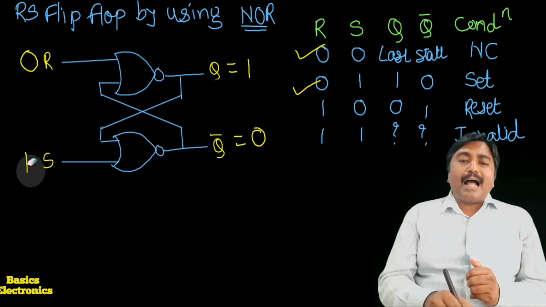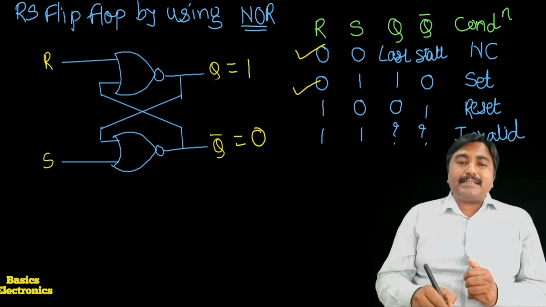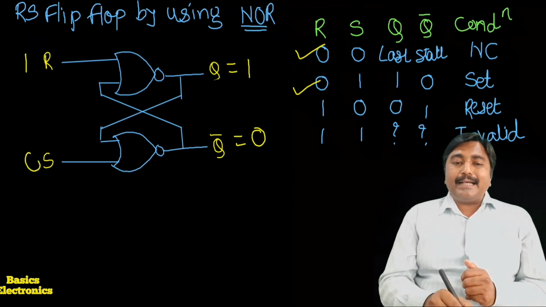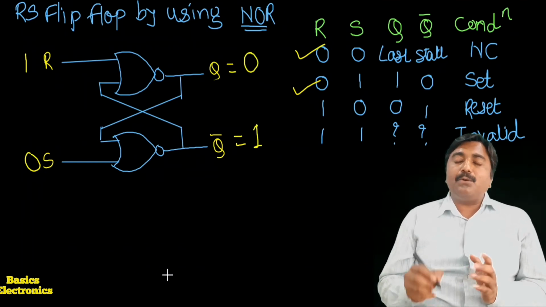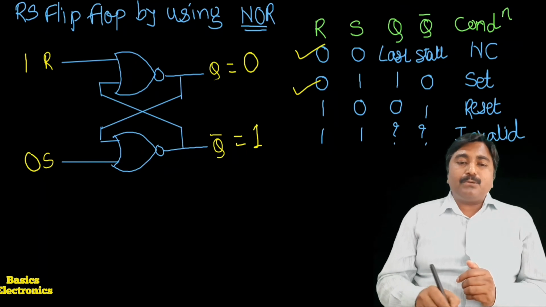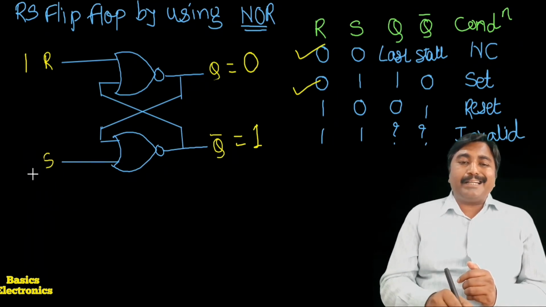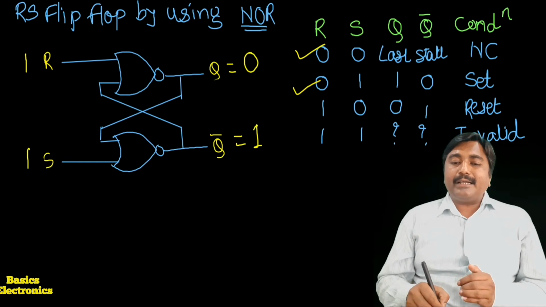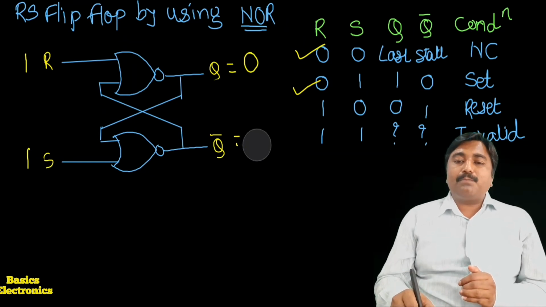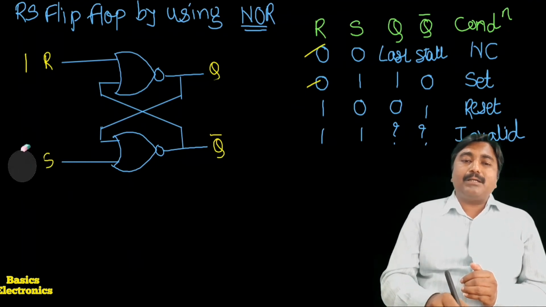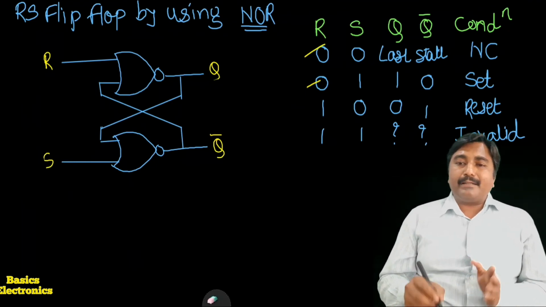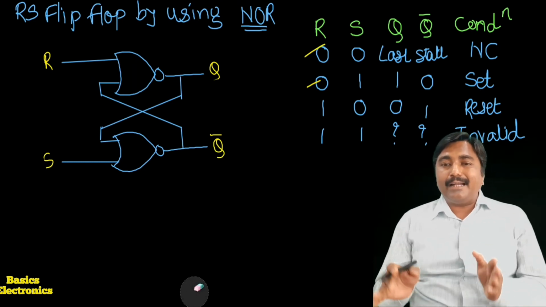When R is equal to 1 and S is equal to 0, the flip-flop goes into the reset condition, producing the output Q equal to 0 and Q bar equal to 1. But when both inputs are 1, 1, we get the race condition or the invalid condition, because the outputs of both the NOR gates, Q and Q bar, are the same. Therefore we call this the invalid condition.